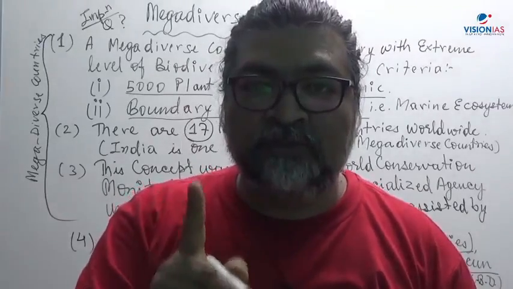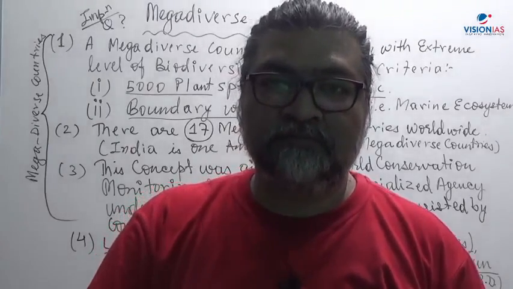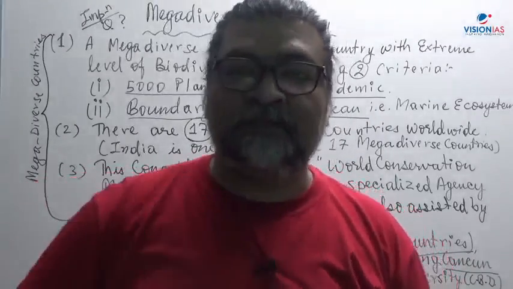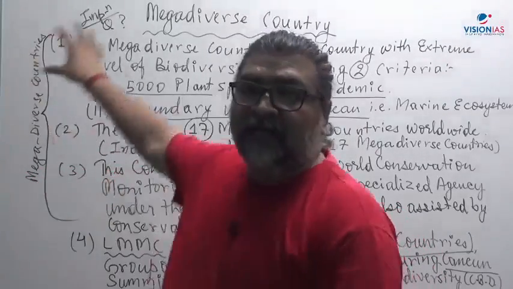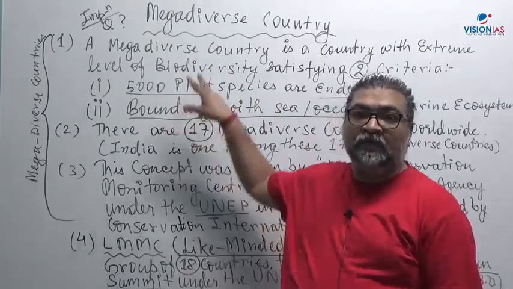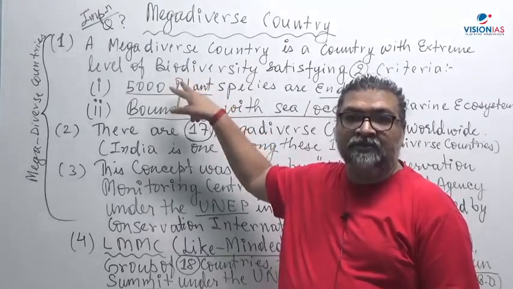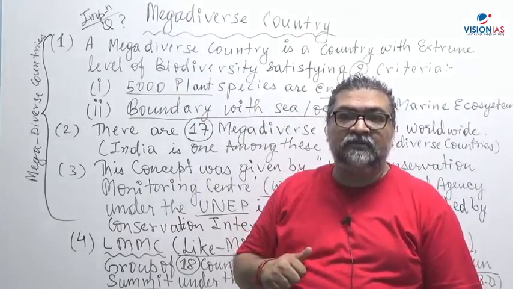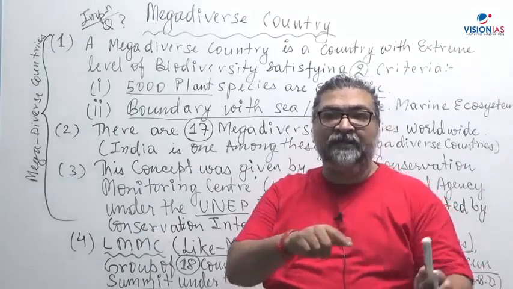The map which I have shown you is the map of mega diverse countries, 17 countries. In that map, if you minus USA and Australia, two developed countries which are part of mega diverse countries, how many countries will be left? 15. Now you add Bolivia, Costa Rica and Kenya. That becomes 18. That is LMMC.